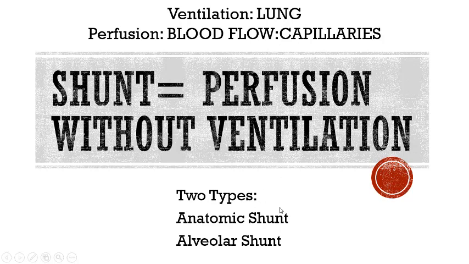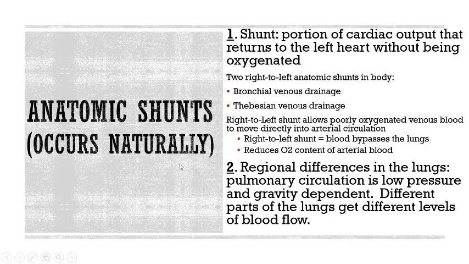There's two types of shunts, just like there was two types of dead space. You have your anatomic shunt, which is normal or naturally occurring, and then you have your alveolar shunt, which would only occur because of a disease process. So we'll talk through those. So your anatomic shunts, this is what occurs in everyone naturally. Whether you're healthy or not healthy, this is going to happen in everybody.